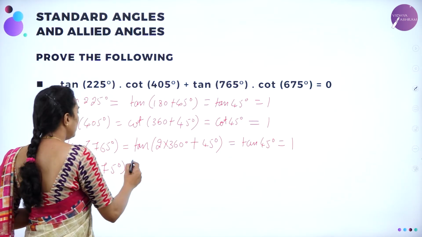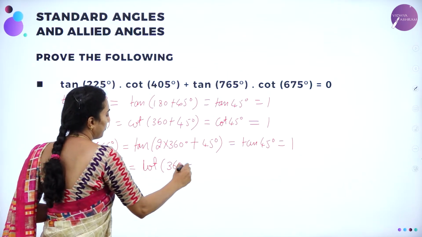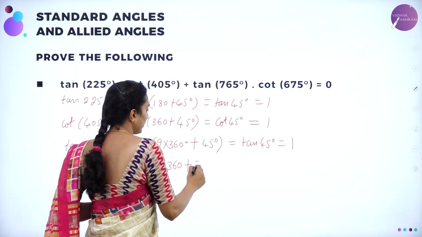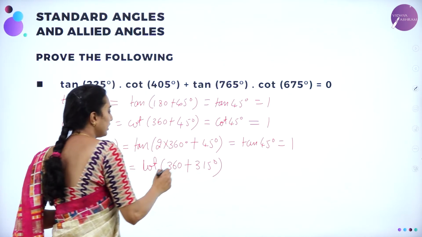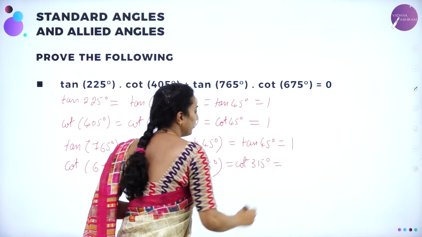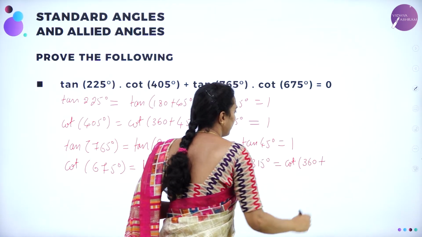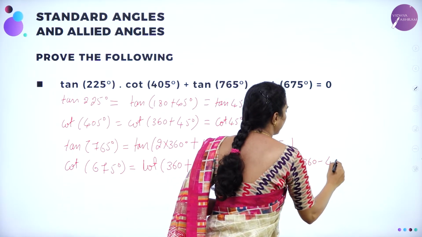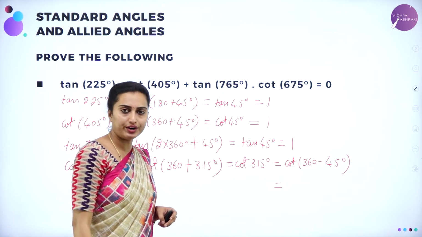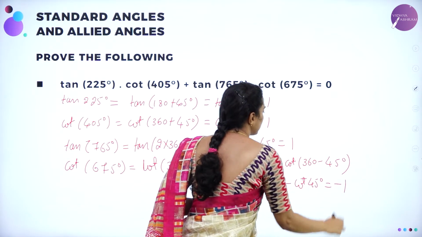Next you need to calculate cot 675 degree. So which will be equal to, you can write it as cot 360 plus, how much you need to add? 315, right? Which is 675. Cot of 360 plus theta is cot theta, cot 315 degree. Again 315 degree of cot can be written as cot of 360 minus 45 degree, isn't it? But what is cot of 360 minus 45? It is in the fourth quadrant. Cot will be negative. So minus cot 45 degree, which is minus 1.